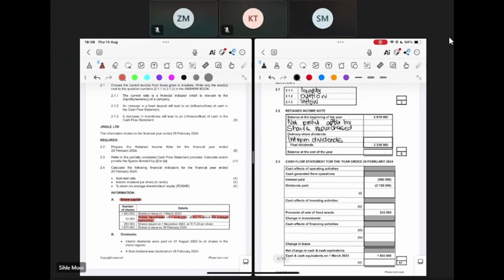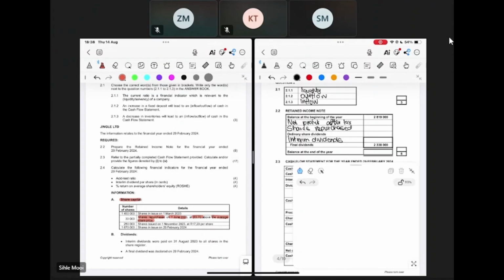And if you remember, when you're doing your retained income, the amount that you use for your share buyback is the amount of your purchase price minus your average price. So now they've already done that for us. So they've given us that amount, and it's 3 Rand 70. So we can use that to calculate the amount we'll be putting in our retained income note. And that will be 3 Rand 70 multiplied by 30,000 shares. 3.7 times 30,000, which will give us 111,000.